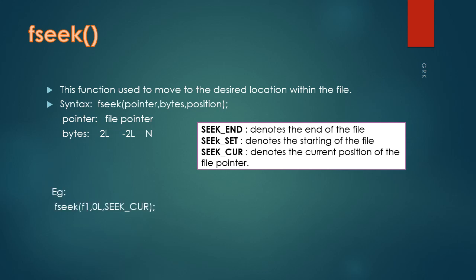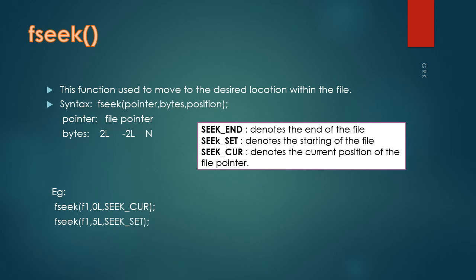Now let us see one example. fseek(f1, 0L, SEEK_CUR). f1 is the file pointer, and the second parameter is 0L. 0L means no movement; moving by 0 bytes means no movement. SEEK_CUR means from the current position. So from the current position we are not moving, which means this returns only the current position of the file pointer.